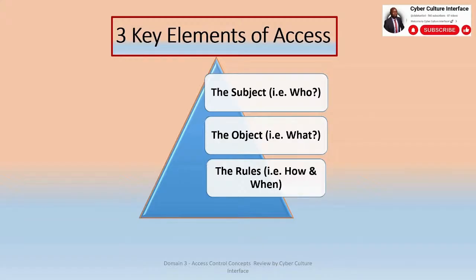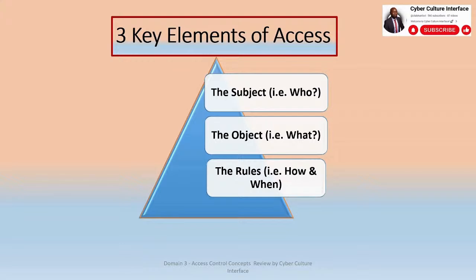The subject talks about the first question, which is who. So when you're talking about who is accessing some resources within your network or resources within your organization, this is the subject. Who is the person in question trying to gain access to something? Then the object: what is this person trying to access? This is another key element of access control described in this domain. Is the person trying to access video? Is the person trying to access documents? Is the person trying to access a database? What is the person trying to access?